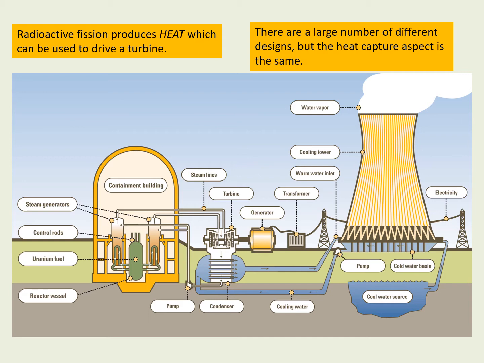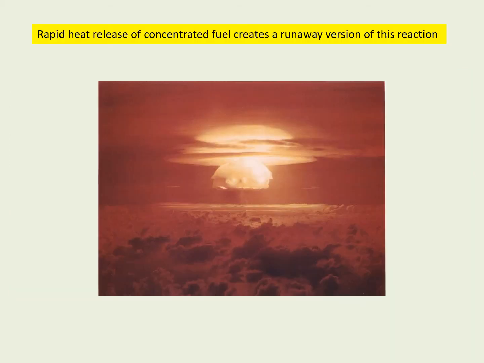As mentioned, radioactive decay gives off heat. In its simplest form, a reactor captures heat, converts it to mechanical energy, and then to electrical energy by spinning a turbine. There are dozens of different designs currently, but the basic process is the same. Concentrating the fuel and then accelerating its decay produces a very rapid release of heat.